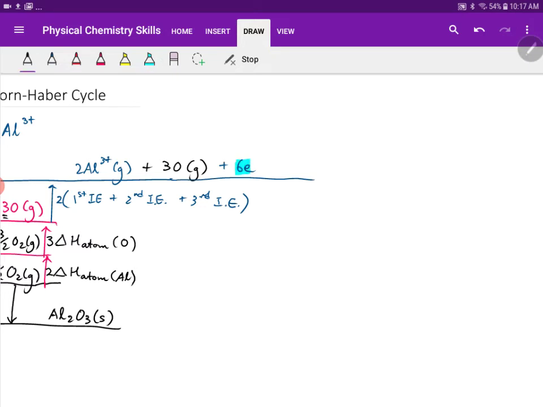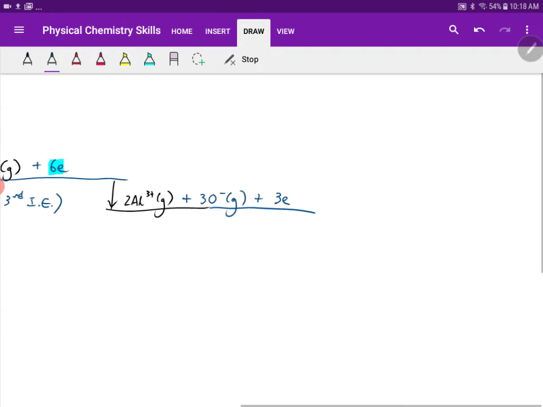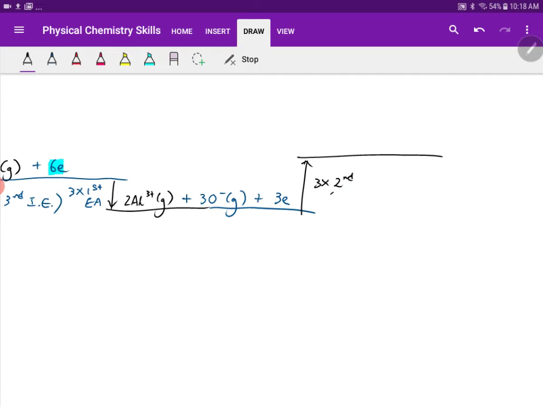All 6 of these must be consumed. So we can present our answer this way, where we copy down our 2 Al3+ gaseous, but for our oxygen we can add 3 O- gaseous plus 3 electrons. So we have already taken in 3 electrons in this case. So this is the first EA, but this is 3 times the first EA. And we all know that the second EA is endothermic, so it is once again 3 times the second EA.